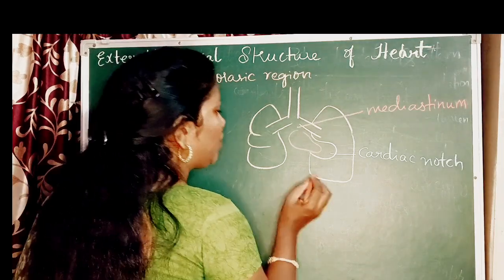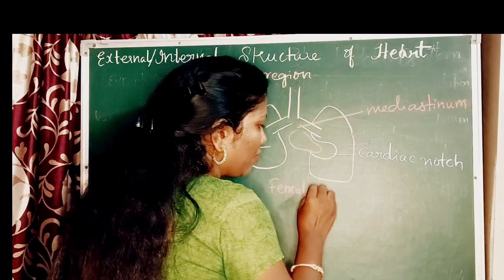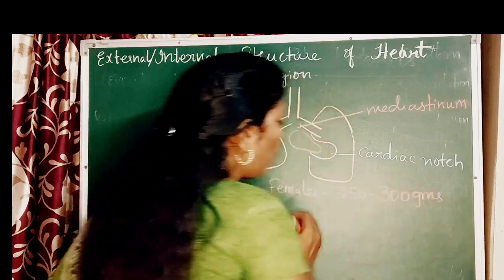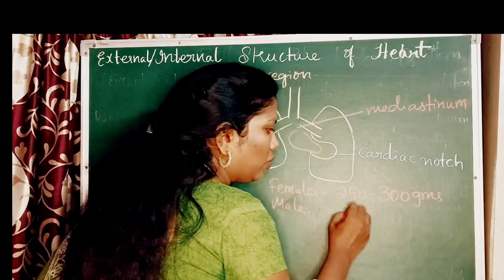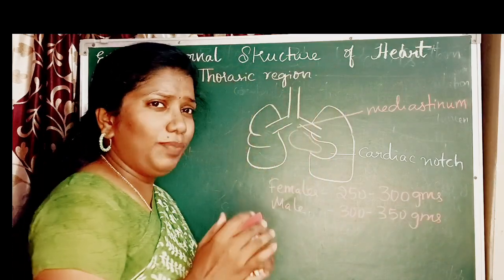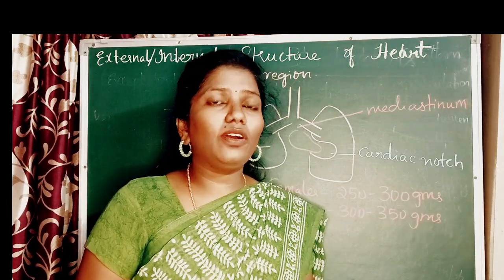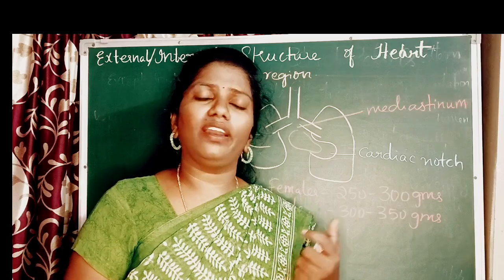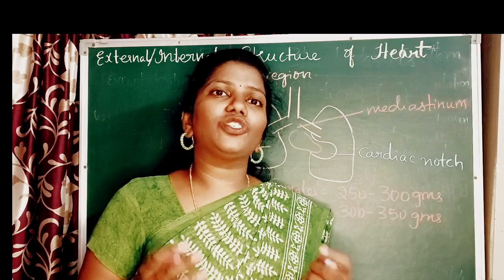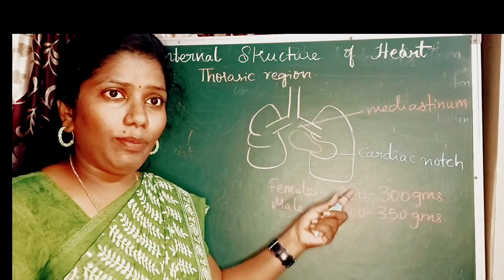If you see the weight of the heart, it varies from males to females. In females it is 250 to 300 grams, whereas in males it is 300 to 350 grams. The heart is made up of a special type of muscular tissue which shows autorhythmicity. Any other organ can stop working and we can stay alive, but if the heart takes a rest for even a single second, the blood stops pumping and obviously it can lead to the death of a person. So heart weight varies from males to females.